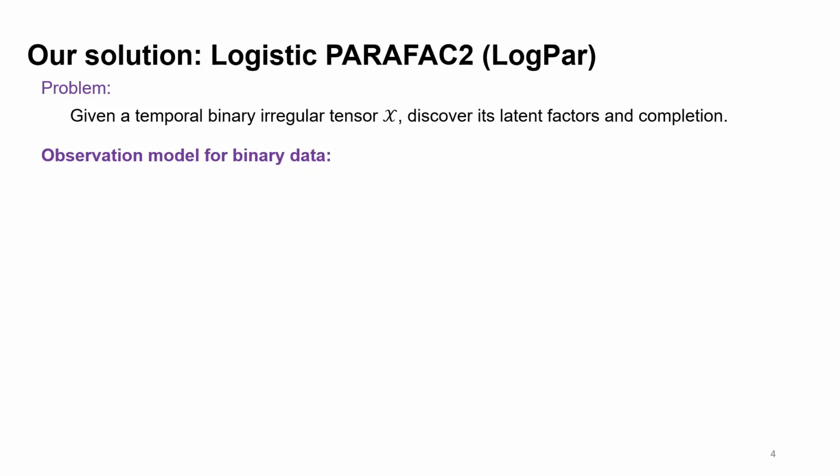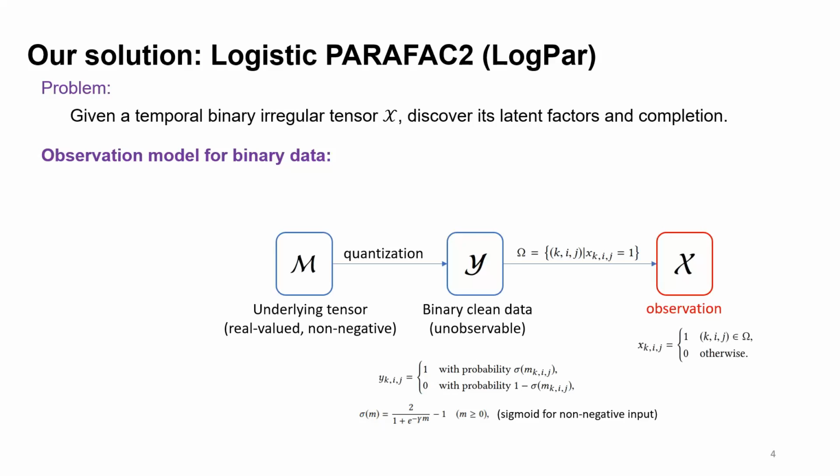We propose a model called Logistic PARAFAC2, LogPar, to tackle these challenges. First, we define an observation model that is suitable for the binary input. We assume that there exists an underlying tensor M, which is real-valued and non-negative. Then it goes through a quantization process to generate the binary data. The quantization uses a sigmoid function tailored for non-negative input that outputs a probability score. Then the entries of Y take values of 1 with this generated probability score. Finally, from this clean data, we get the observation by sampling a subset of its positive entries.